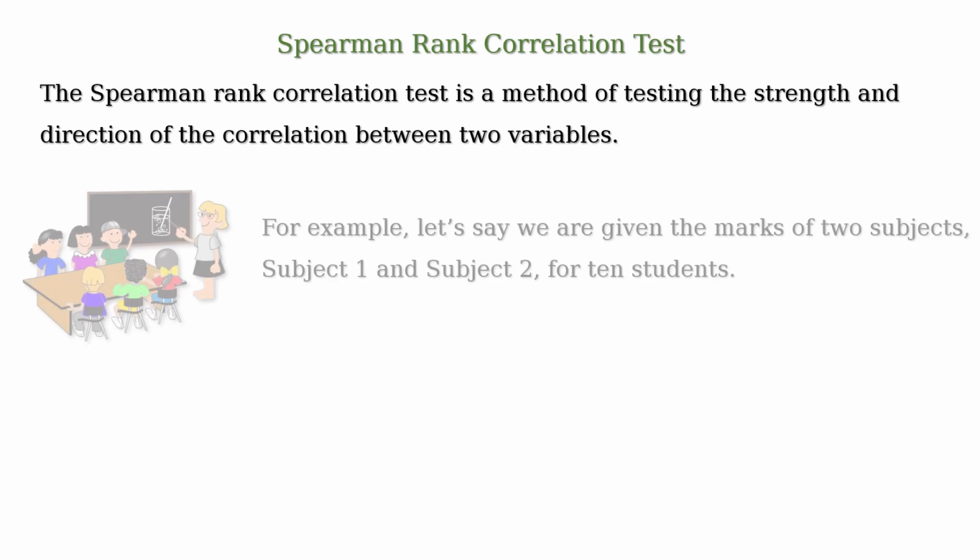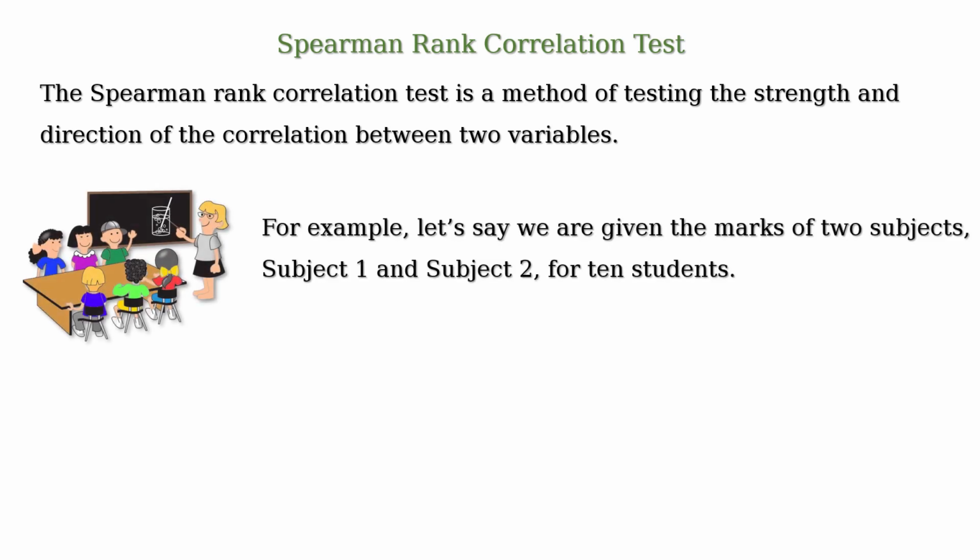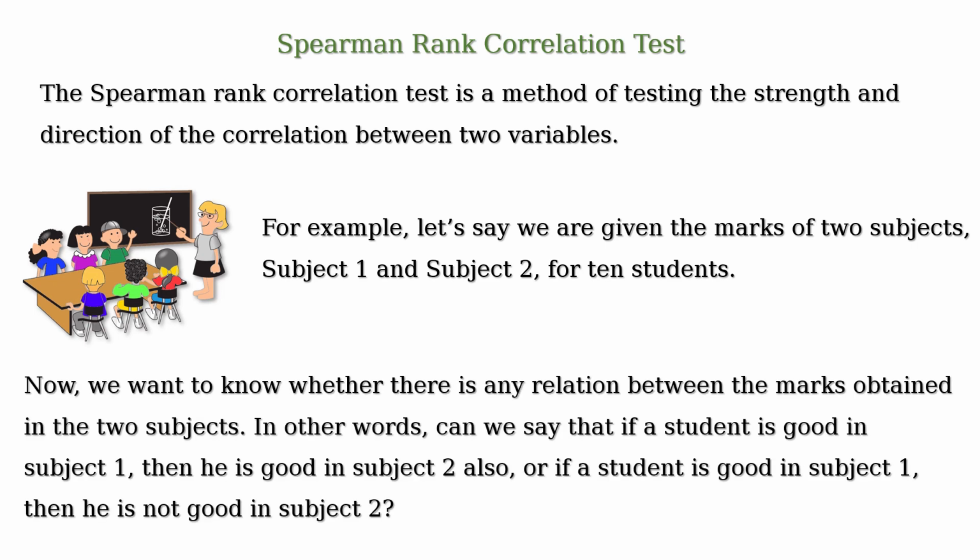For example, let's say we are given the marks of two subjects, subject 1 and subject 2, for 10 students. Now, we want to know whether there is any relation between the marks obtained in the two subjects. In other words, can we say that if a student is good in subject 1, then he is good in subject 2 also? Or if a student is good in subject 1, then he is not good in subject 2? To determine that, we can perform the Spearman rank correlation test.